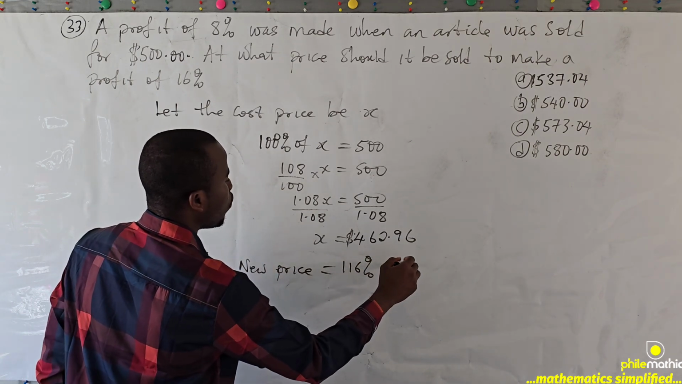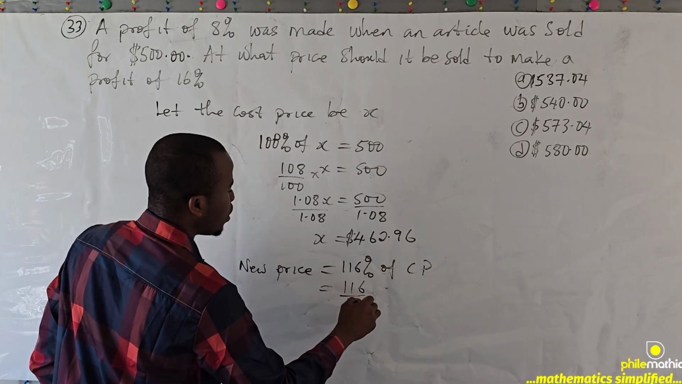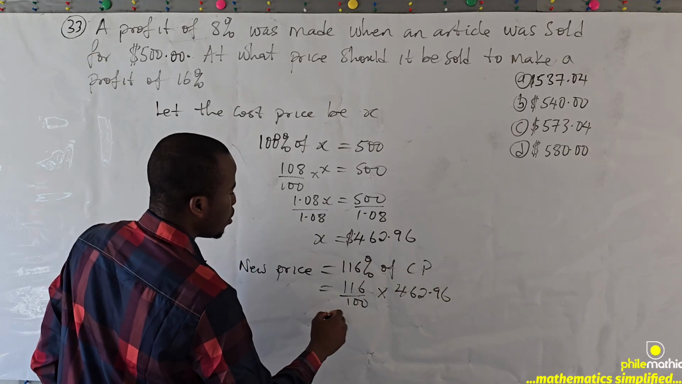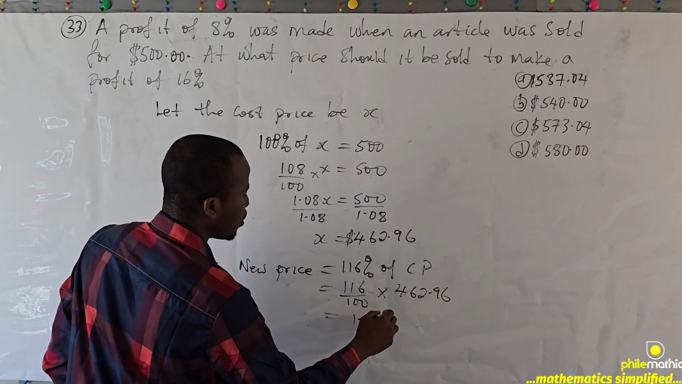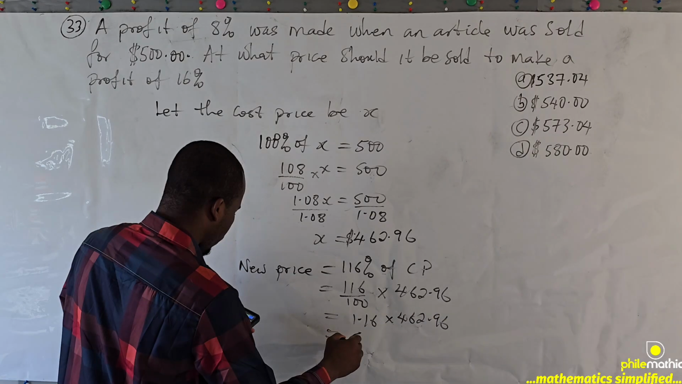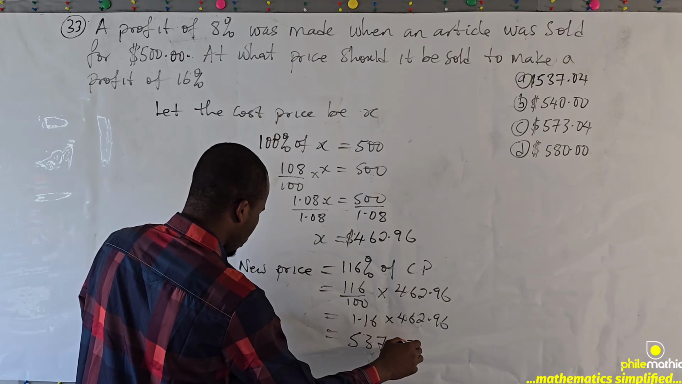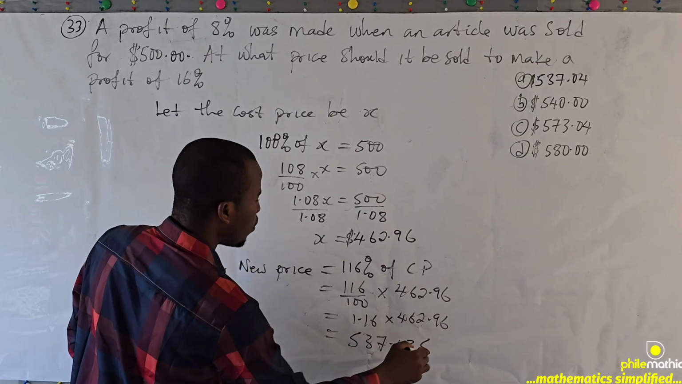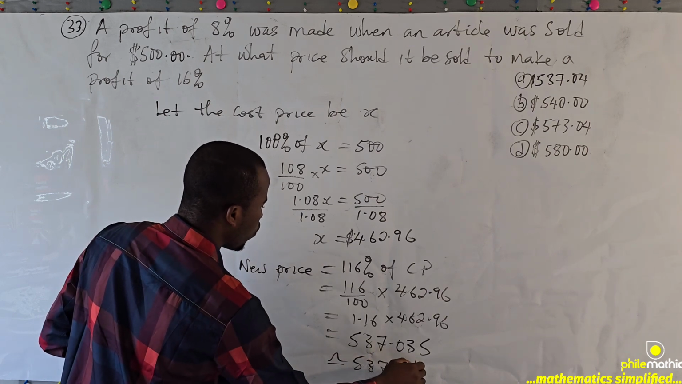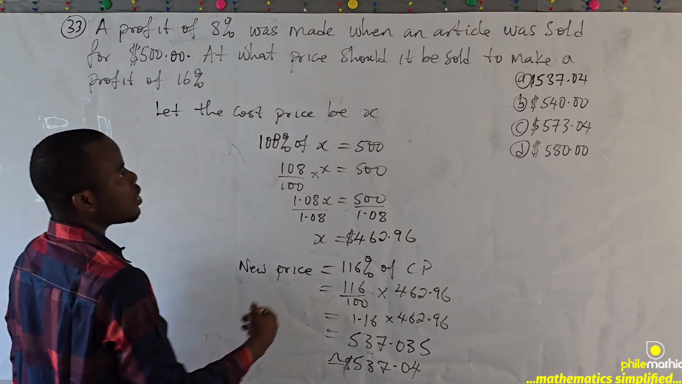116% of cost price, which is 116 by 100 times 462.96. And this is 1.16 times 462.96. This gives us 537.035, approximately $537.04. So this is the amount it will be sold for it to make a profit of 16%, which is A.